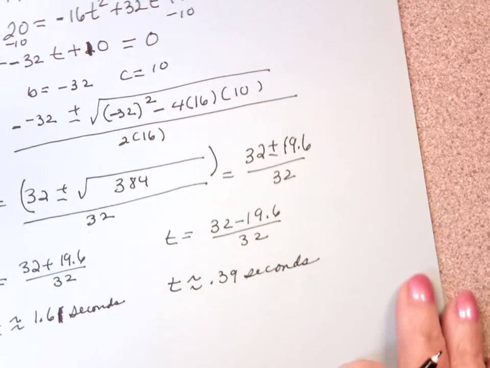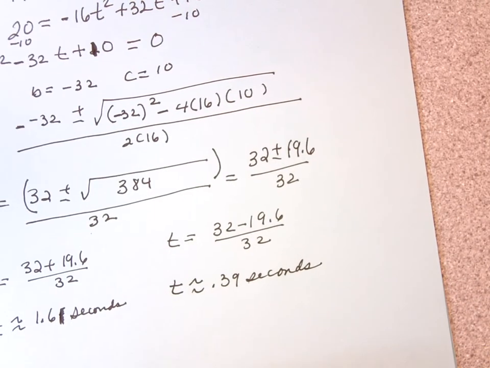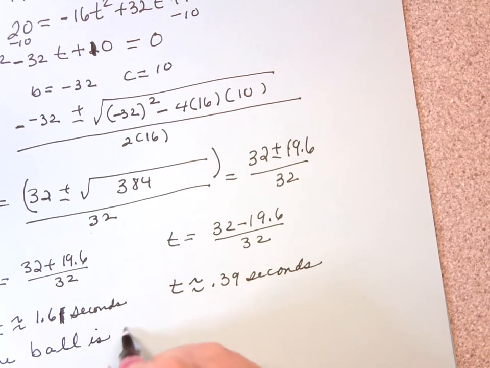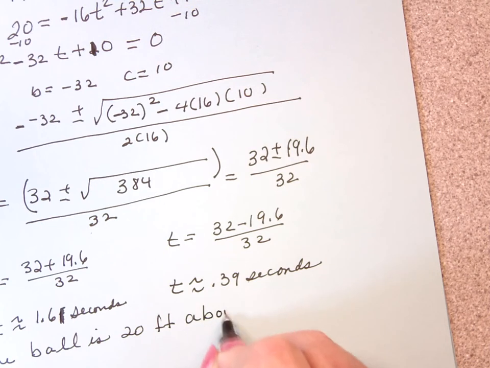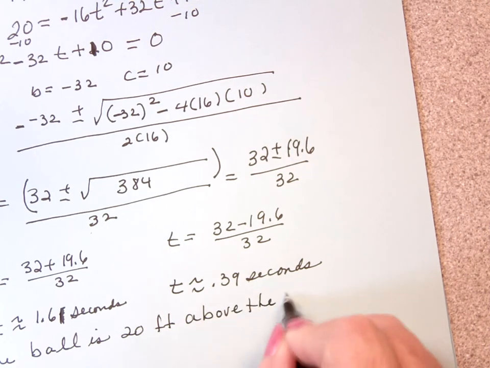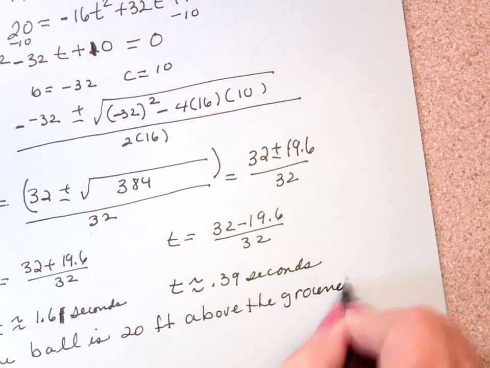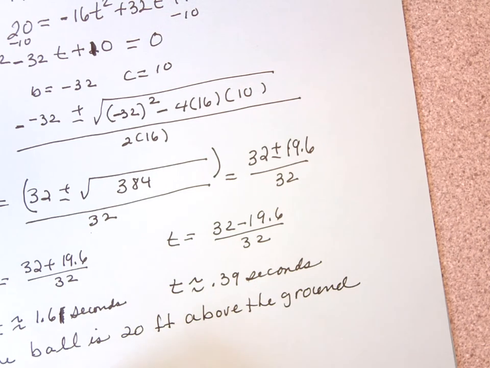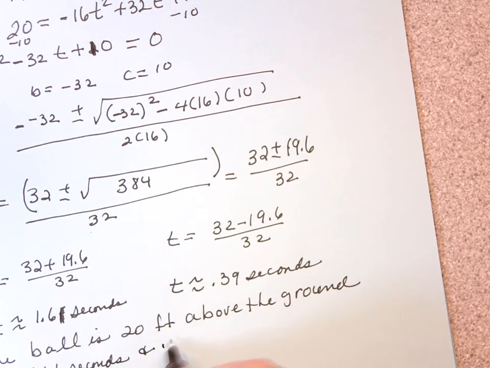So what do we know? We know that the ball is 20 feet above the ground at 1.61 seconds and 0.39 seconds.